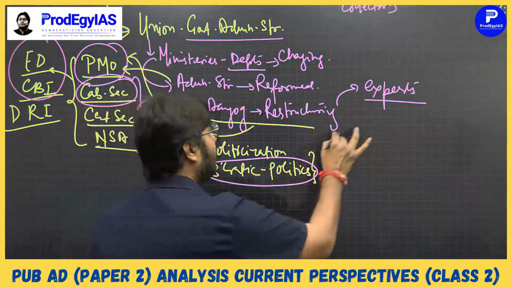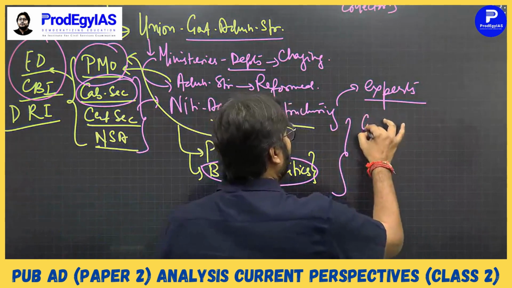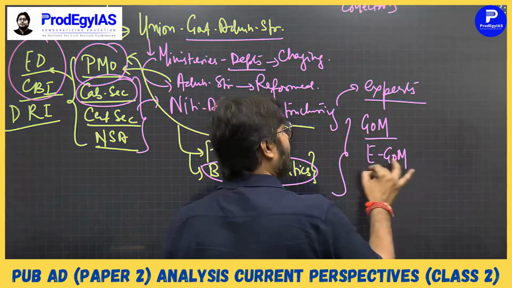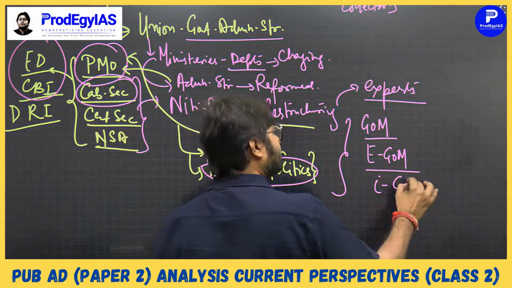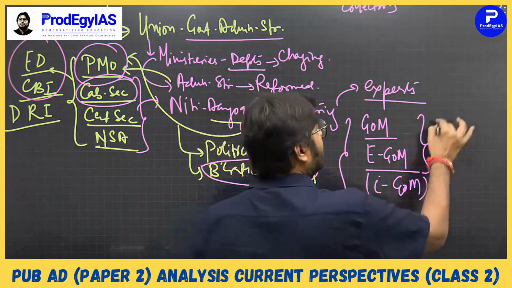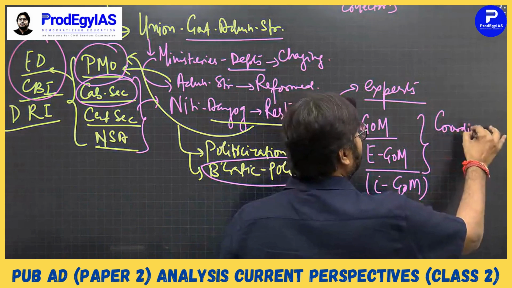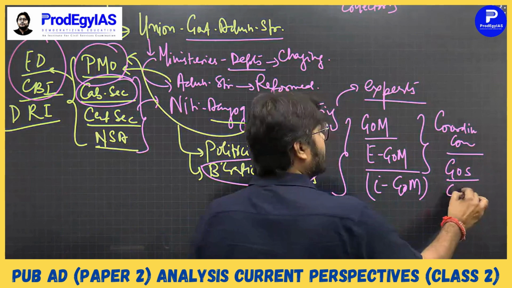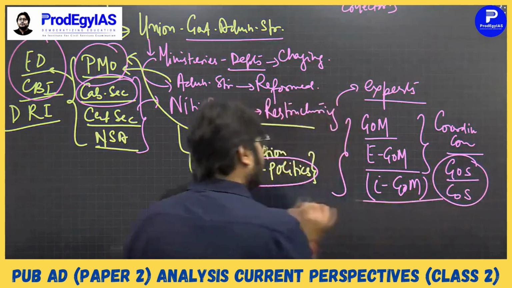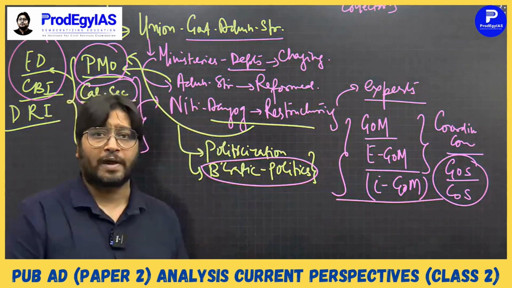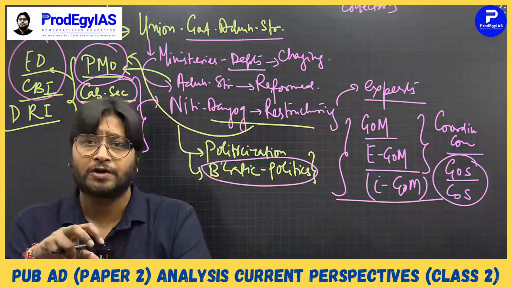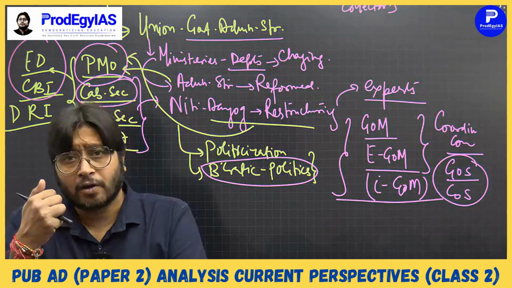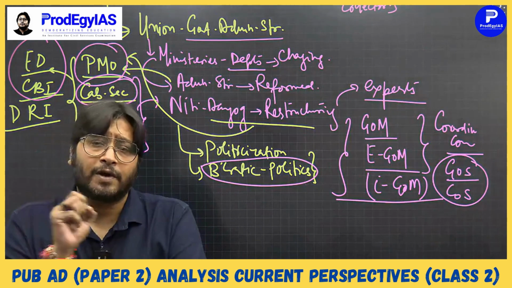We already had GOMs, group of ministers, EGOMs. Now we have IGOMs, or various coordination committees, group of secretaries, committee of secretaries, and likewise. So they are playing a very active role, and they need to play. But their primary role earlier was coordination, interdepartmental coordination, interorganizational coordination. Now their dominant role is in influencing the cabinet decisions.